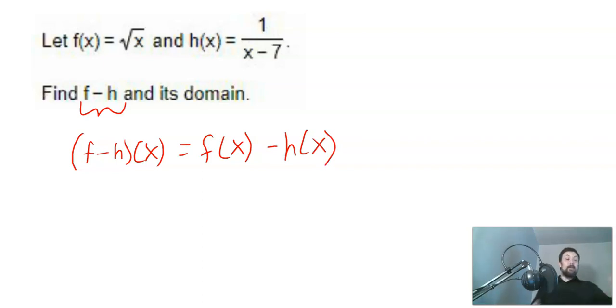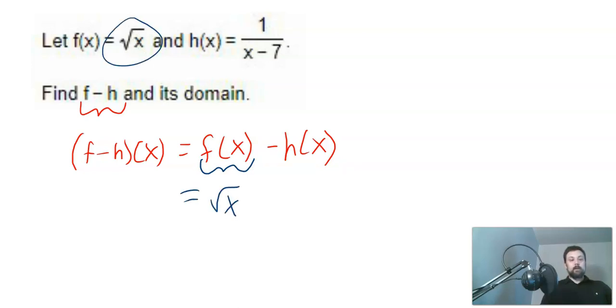Now here it's even easier than the last problem because there's nothing for me to plug in. There's nothing for me to modify, to simplify. So I just jump right to the substitution. Take the function notation out, replace it with what it's equal to. F of x, I'm just going to take f of x out, replace it with what it's equal to, which is the square root of x. And do the same thing with h of x, right? There's nothing for me to plug in, so I take h of x out of this formula, replace it with what it's equal to, which is 1 over x minus 7. And then I want to subtract these two, so I'm going to put a minus sign between them.